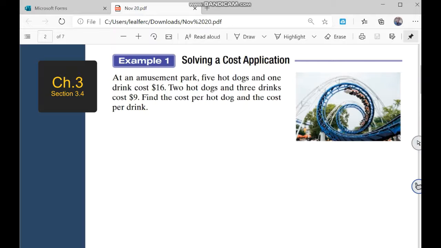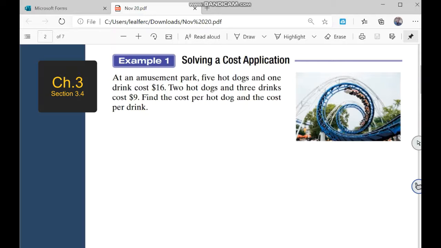At an amusement park, 5 hot dogs and 1 drink cost $16. 2 hot dogs and 3 drinks cost $9. Find the cost per hot dog and the cost per drink. This is something you're never going to do when you go to an amusement park. You go to have fun, to enjoy yourself and your family, to have some relaxing time. You're never going to go to a hot dog stand and start to calculate the price of the hot dogs. This is silly, right?